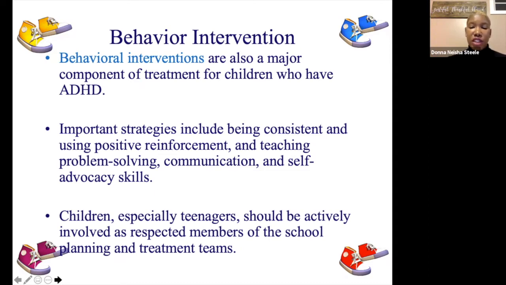Children, especially teenagers, should be actively involved as respected members of the school, planning, and treatment teams. So as a teenager, you want to get the teenager involved. You want to know what he or she is feeling, and you want to get their feedback so that you can plan accordingly, because by that time they can engage and they can have dialogue as it relates to what might be best for them, because at the end of the day, they're the one who is feeling it. They're the ones who are showing certain behaviors that might not necessarily be desired. So you want their input.